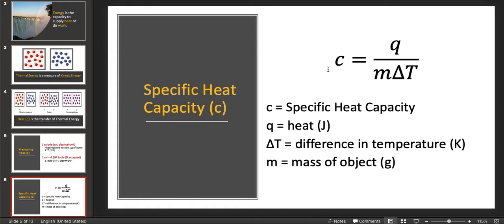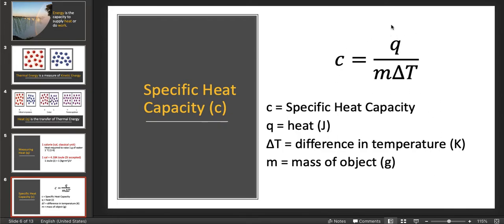So specific heat is the amount of heat that is needed to raise the temperature of 1 gram of substance, that's mass, 1 gram of substance, by 1 degree Celsius. And it's just a measure to see how some substances require a lot of heat to raise their temperature, like water, and most other substances don't require much heat to raise their temperature.